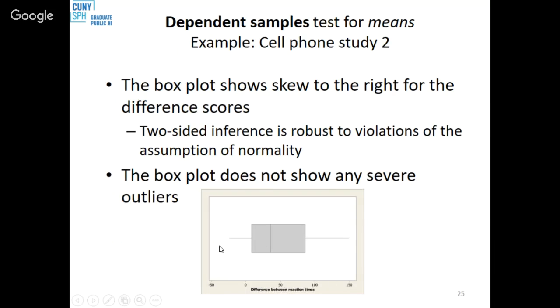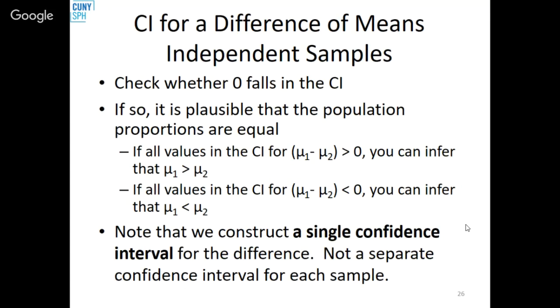Yeah, there's a little bit of skew to the right here, not very much. It's not enough that I would worry about it for a t-test. So for the confidence intervals, as usual, you can check whether the 0 falls in your confidence interval and use this as an equivalent to your hypothesis test.